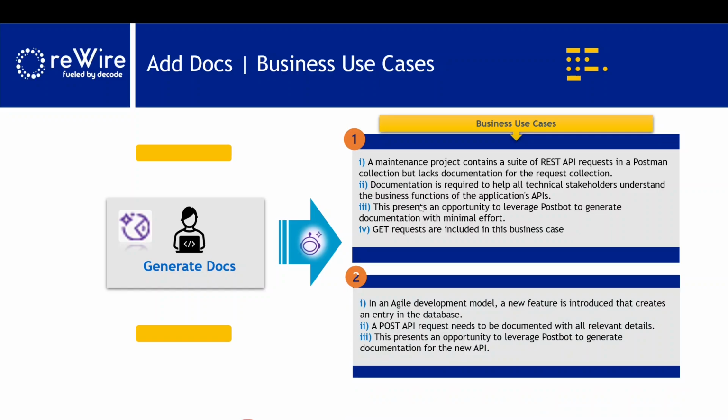In this first business case, I'm going to cover the GET request, one or two. In the second case, I'm considering an Agile development model, where one feature is added in the current sprint, and for that sprint one API is introduced with one endpoint, where someone has to enter values to complete one entry. So we have one POST API, where we can see how the documentation will be generated for the POST API.